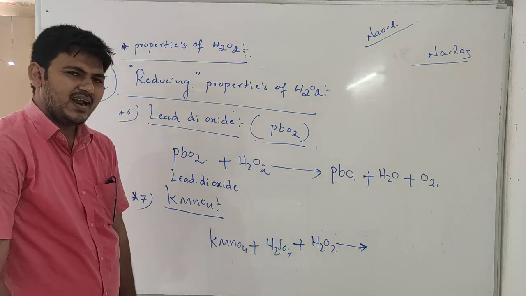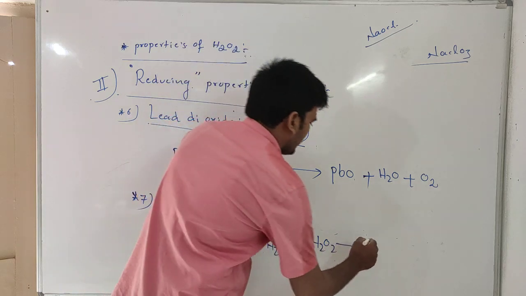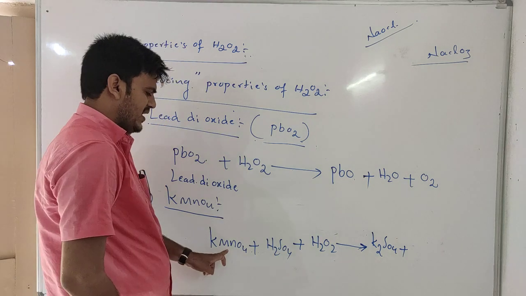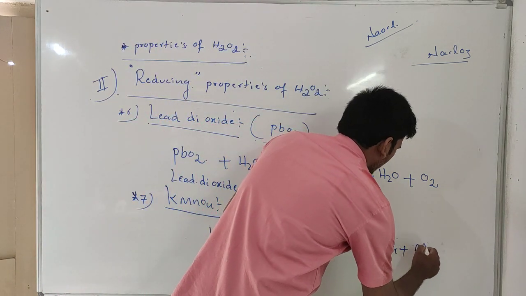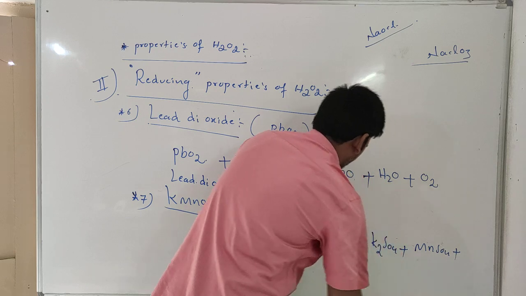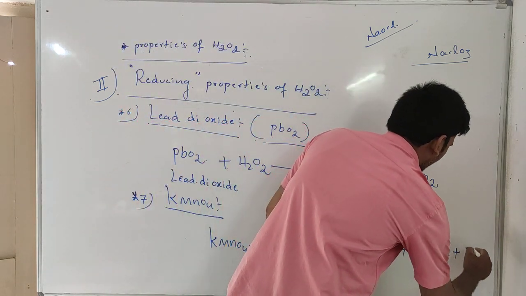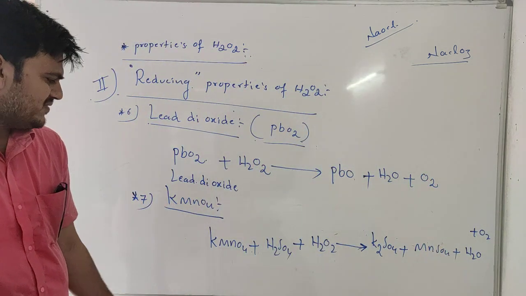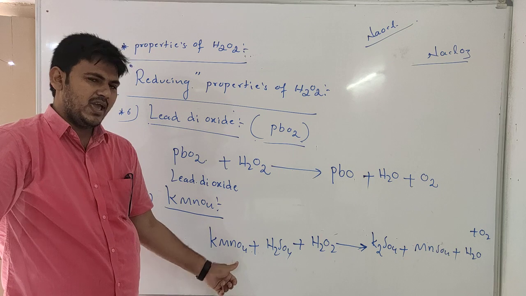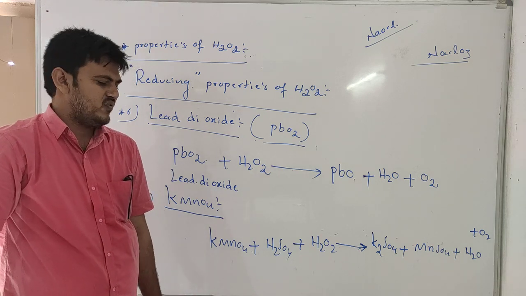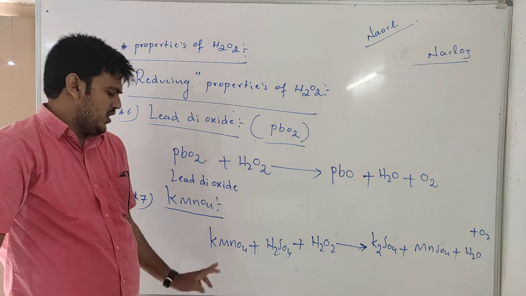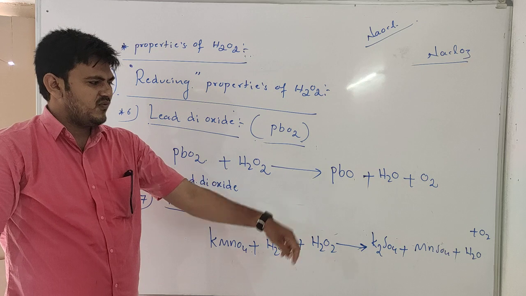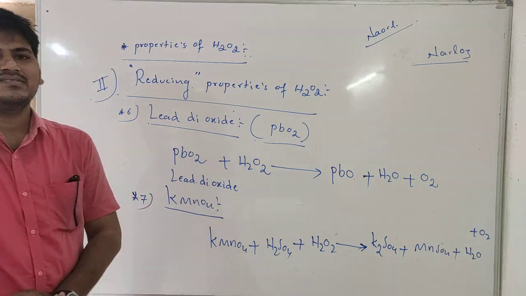Then potassium permanganate is converted to potassium sulfate, formula K2SO4, plus manganese sulfate, MnSO4, plus water molecule, H2O, plus oxygen gas, O2. So this is the reaction: KMnO4 plus H2SO4 plus H2O2 gives potassium sulfate K2SO4, manganese sulfate MnSO4, water H2O, and the byproduct is oxygen gas.